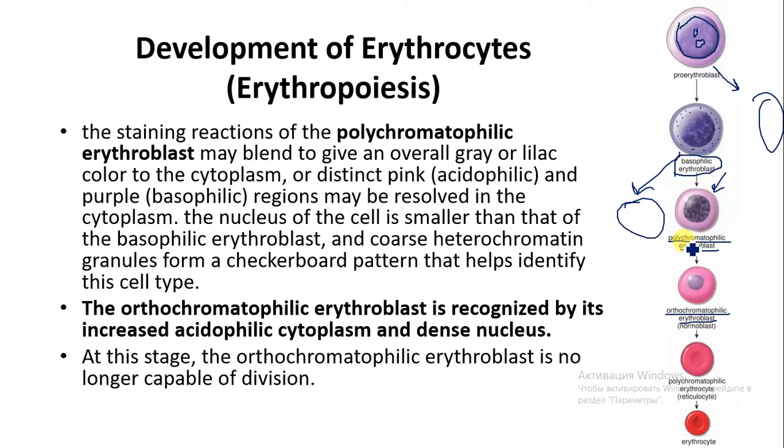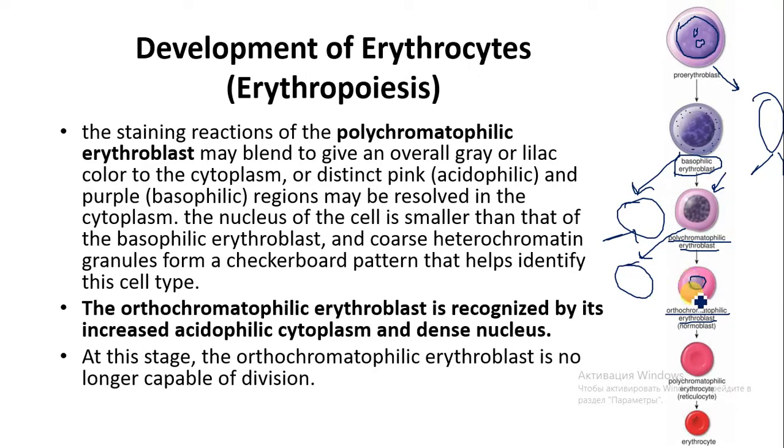And the polychromatophilic erythroblast is able to divide. It also forms one more orthochromatophilic erythroblast. This also forms two. This forms two. And the polychromatophilic erythroblast is still able to divide. But the orthochromatophilic erythroblast is unable to divide. Because of what? Because the nucleus in the cell is shrunken.